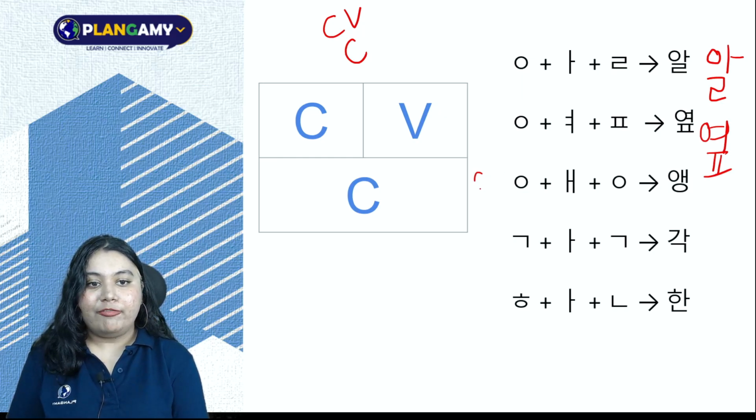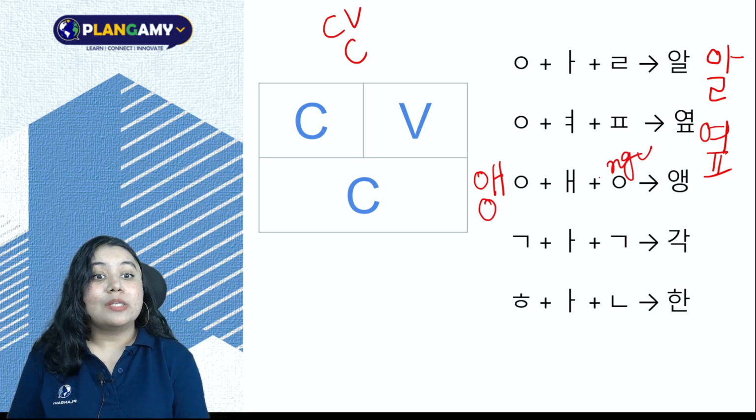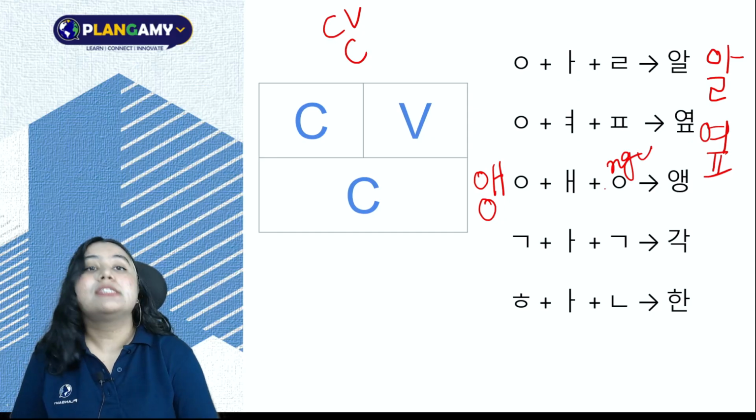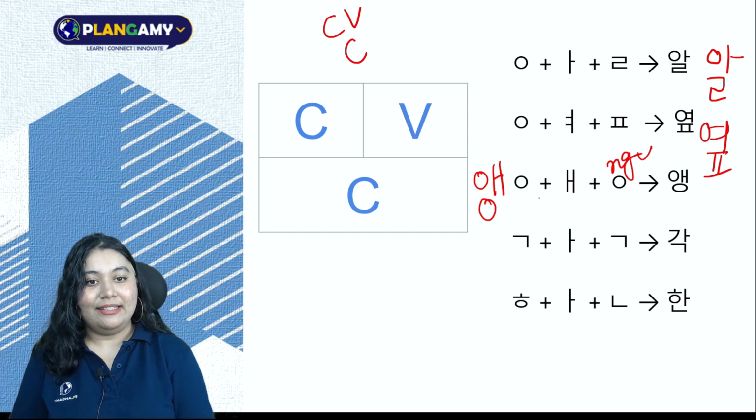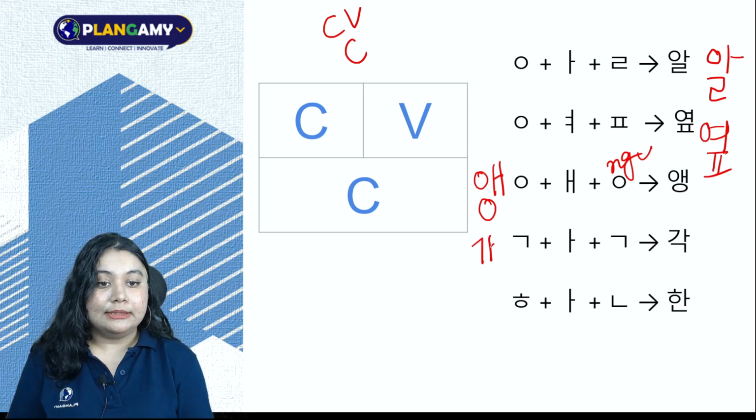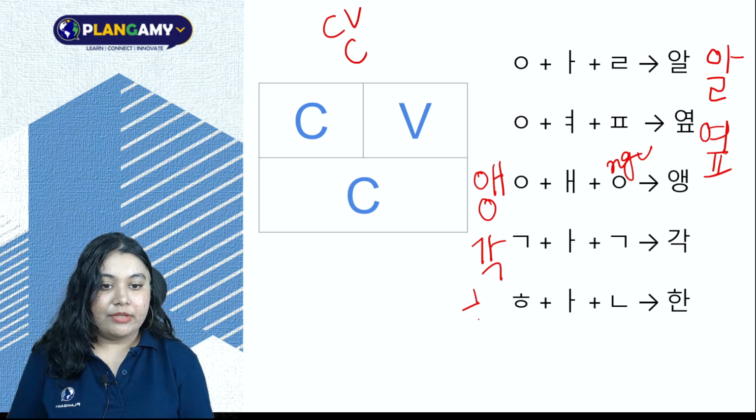Then we have consonant, vowel, a, and then the ng consonant. This will make a sound because it's not preceding a vowel, it's following a vowel. So, eng. Now, gh, a, gh, gha, gh, ghag, khag. Lastly, we have an, han.